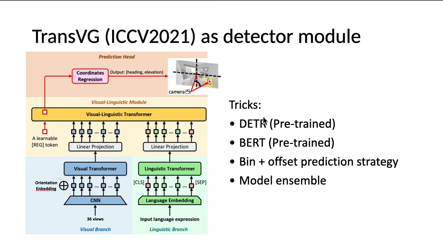Besides, there are also some other tricks. We adopt pre-trained DETR and BERT weights for the visual and the linguistic branch. We also separate the target heading and elevation into several bins and predict the offset within the bins for more accurate prediction. In the end, we also perform a model ensemble strategy.